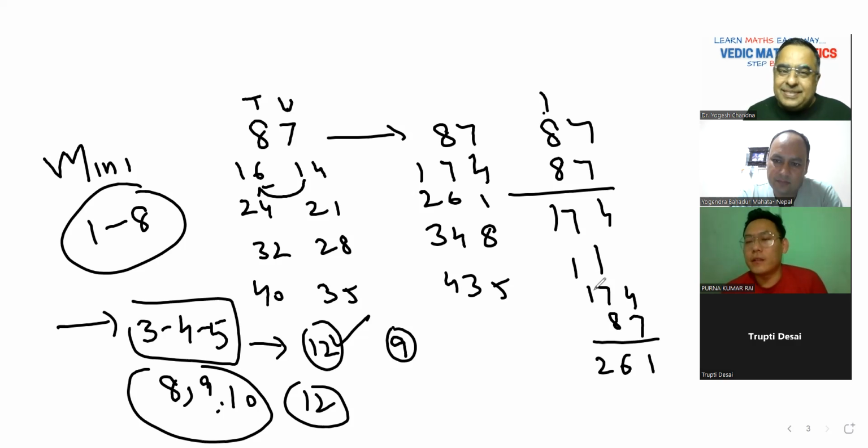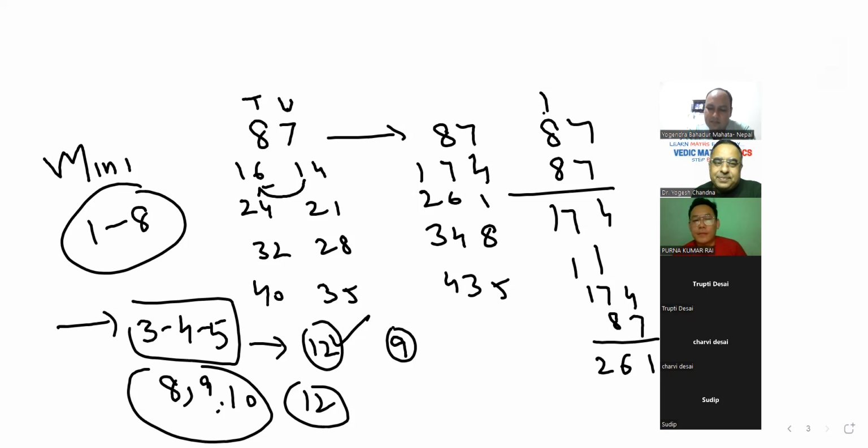Right. Yes, Tirupati, any questions you have? Abhishek Gimre, Vinod, Trupti Desai.